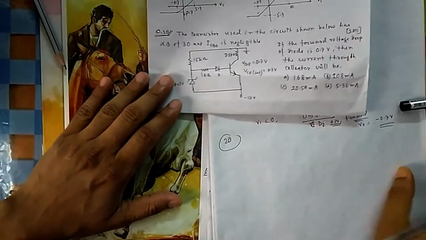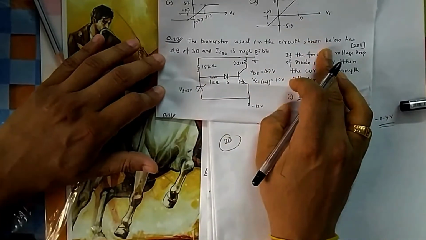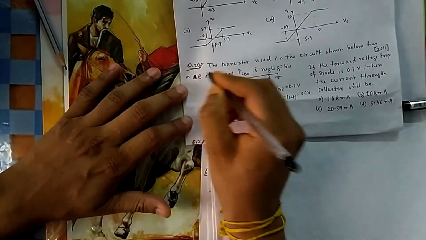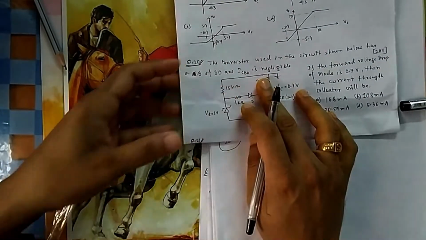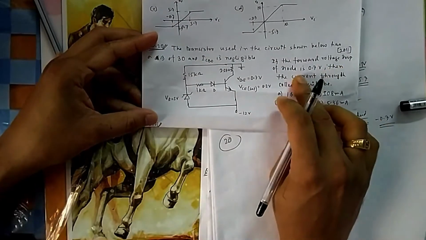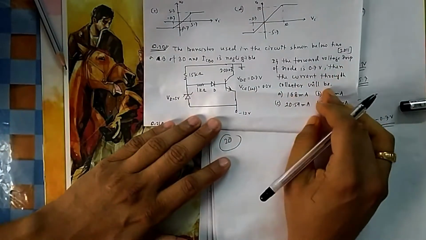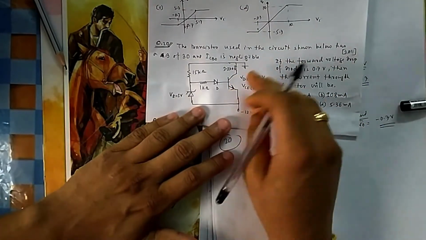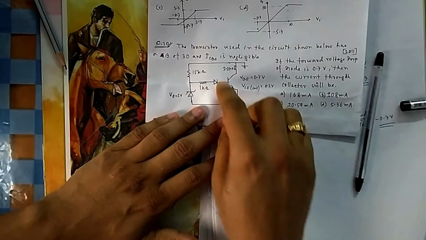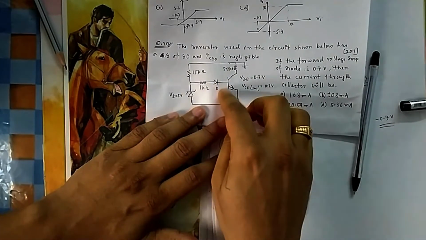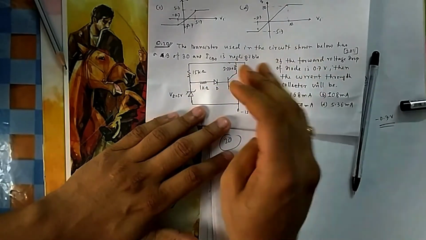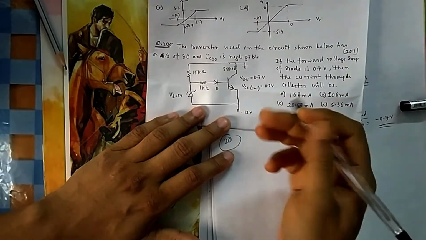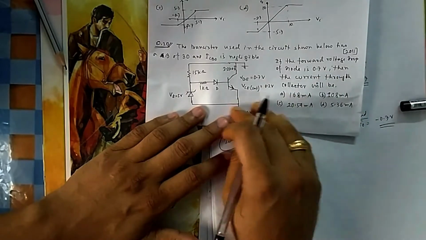So in question number 20, the transistor used in the circuit below has a beta of 30, and ICBO is negligible. If the forward voltage drop of the diode is 0.7, then find the current through the collector. Initially, if you don't know, transistor biasing is probably the next topic, but because a diode is there, it is given here. A transistor operates in three regions: active, saturation and cutoff. Reverse active is not practically used.